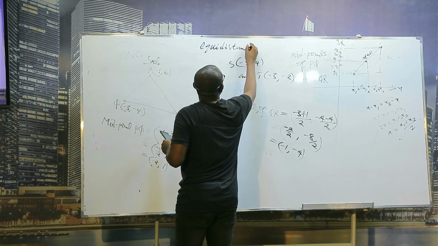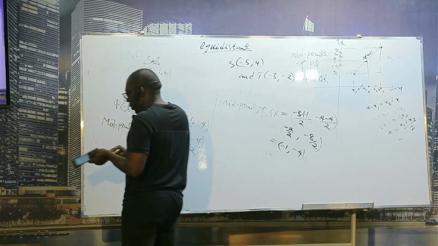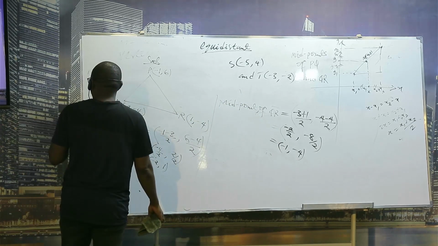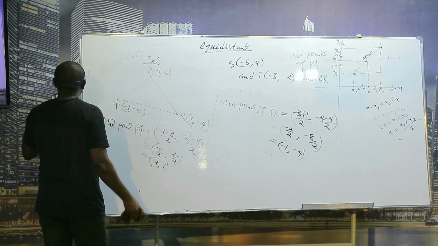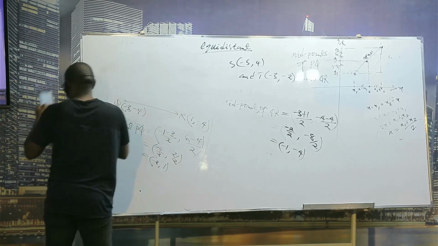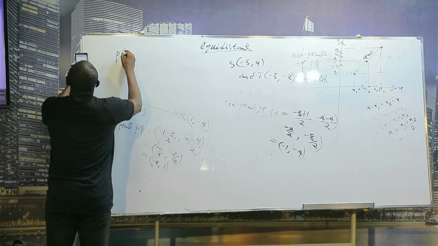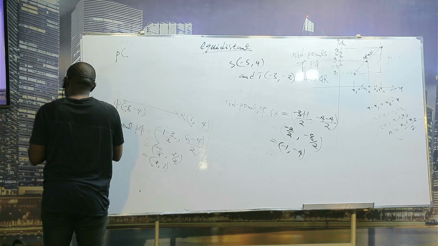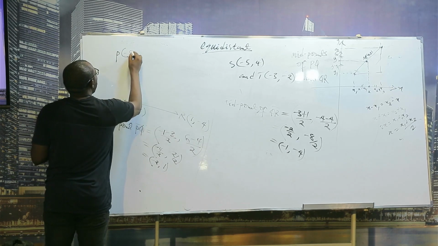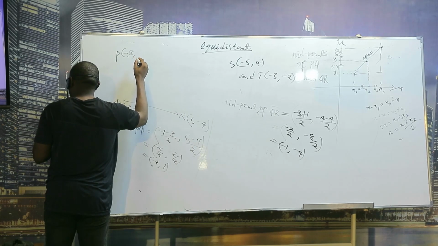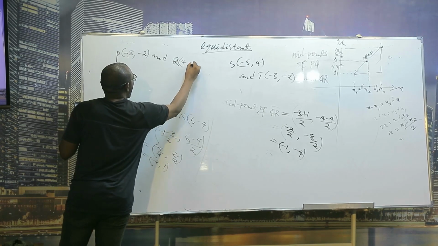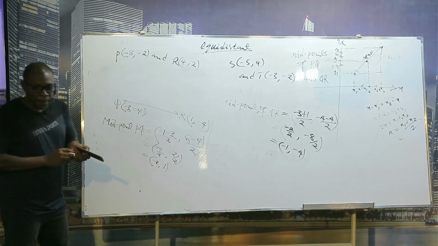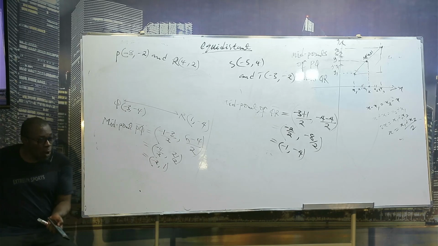Equidistant means equal distance. The locus of a point equidistant from 2 points. What are the 2 points here? P is minus 8, minus 2, and R is 4, 2.